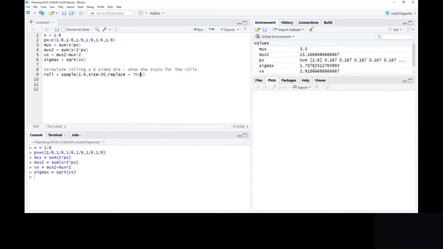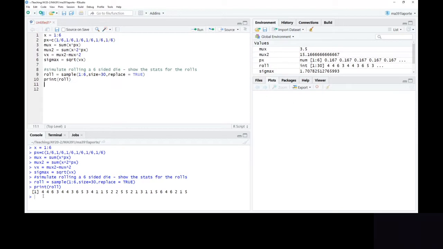There, make sure that it's all capital letters, and then Control Enter, and then we can print roll. I'll print it this first time, and I'll take that out just to see that there are 30 numbers in there. You can see it over here. So integer between 1 and 30, and here they all are.